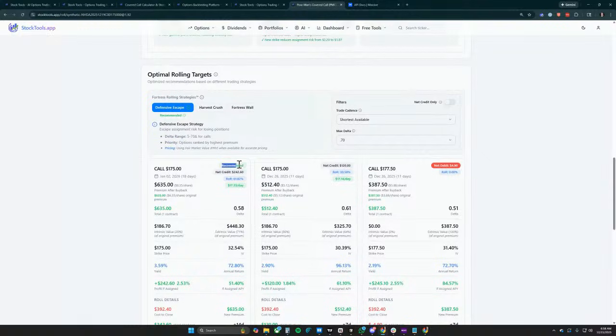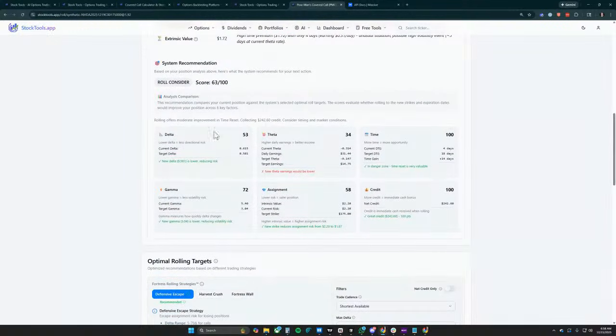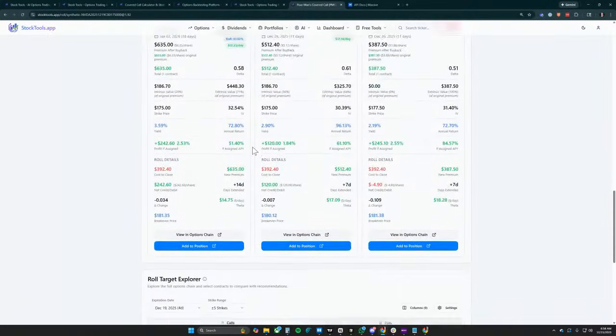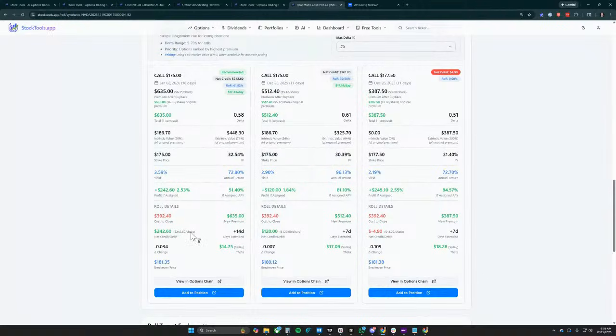So then it's picking this recommended contract, and based on the current delta versus the target delta, and your current theta versus the new one, it says whether you should hold or roll. Then it breaks down that if you select this contract, it would cost you $392 to close. Your new premium would be $635, so you'd get $242 in credit. You're extending your time 14 days and getting back a couple of deltas. Theta decreases from $31 to $14, so you'd earn $14 a day, and your break-even price is higher now, at 181.